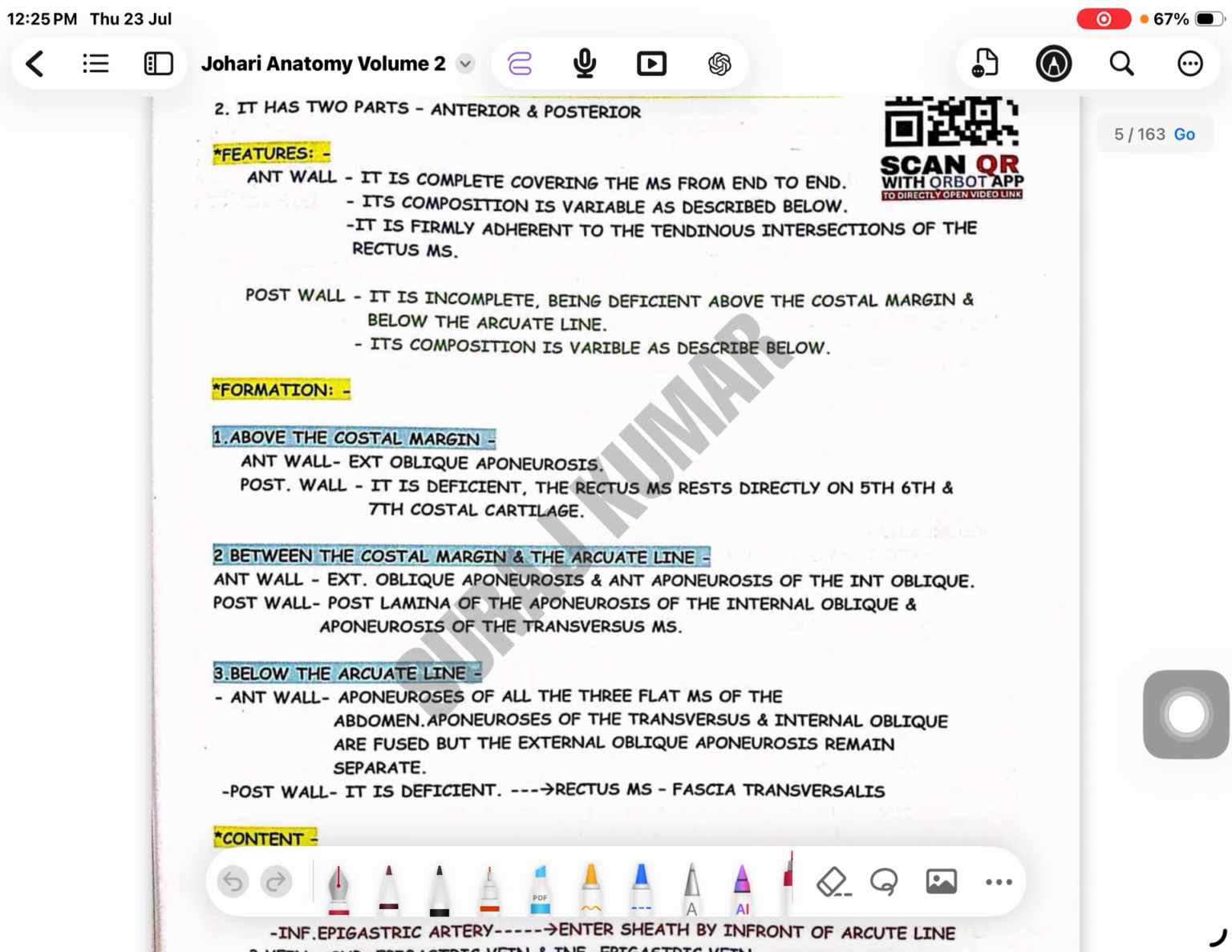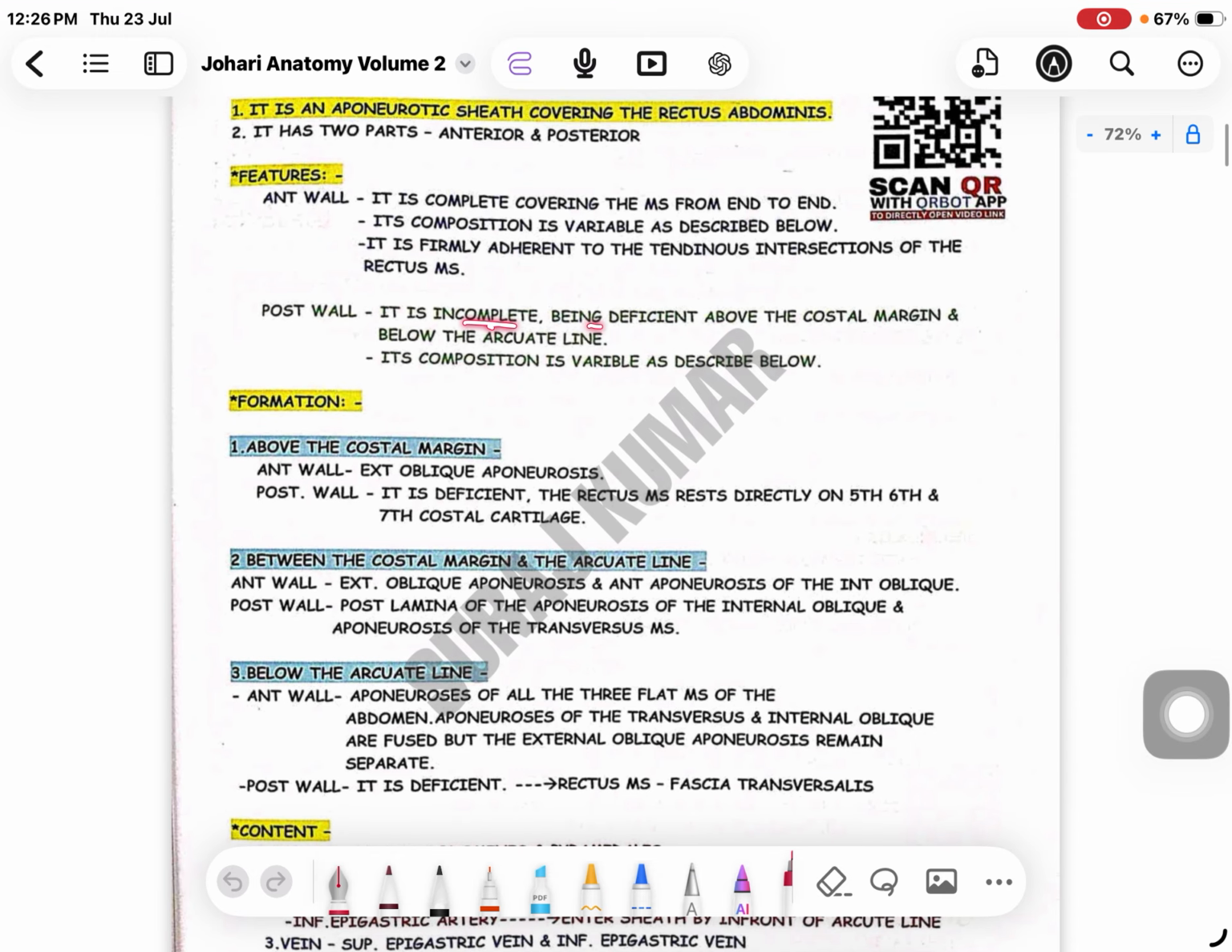For features, the anterior wall is complete, covering this muscle from end to end. Its composition is variable, as described. It's firmly adherent to the tendinous intersections of the rectus muscle. The posterior wall is incomplete, being deficient above the costal margin and below the arcuate line.